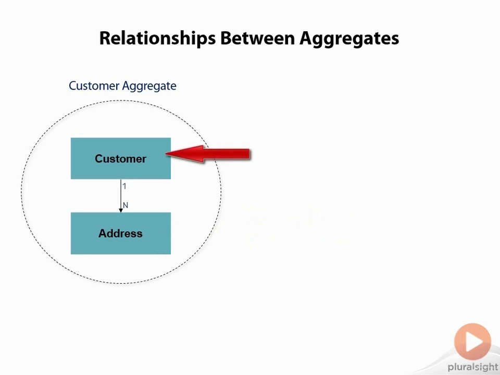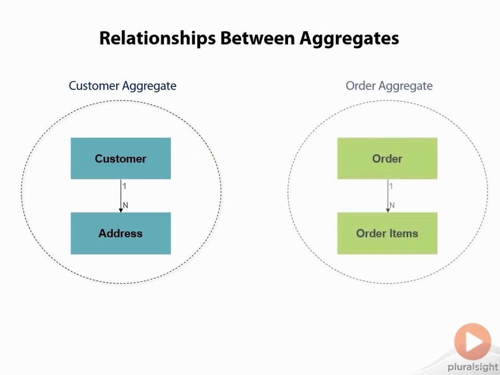We won't be referencing an address by some identity outside of this aggregate, but that's not the case for customer. Since the customer is the aggregate root, it can be referenced from other aggregates. In this common example, an order might reference a customer. Depending on our context, it might make sense for a customer to reference an order.